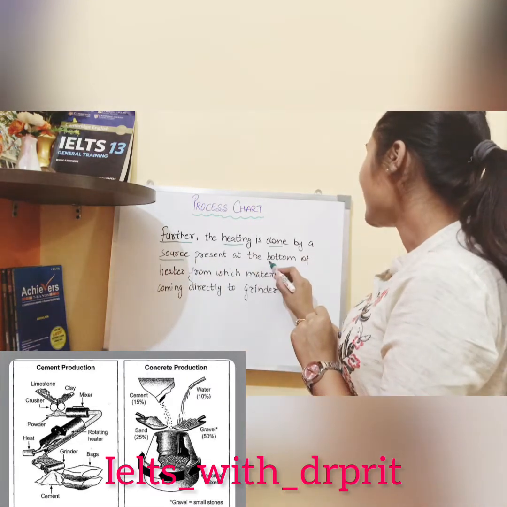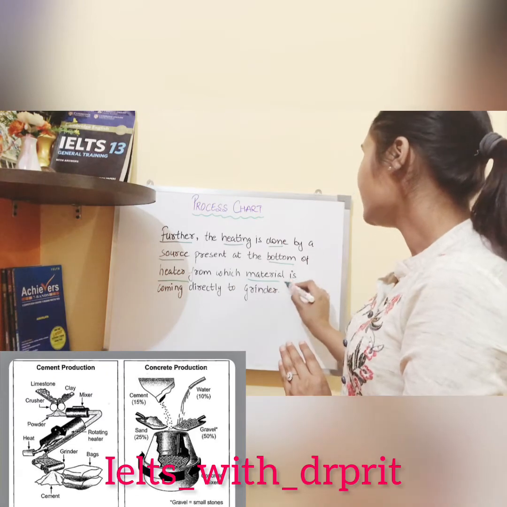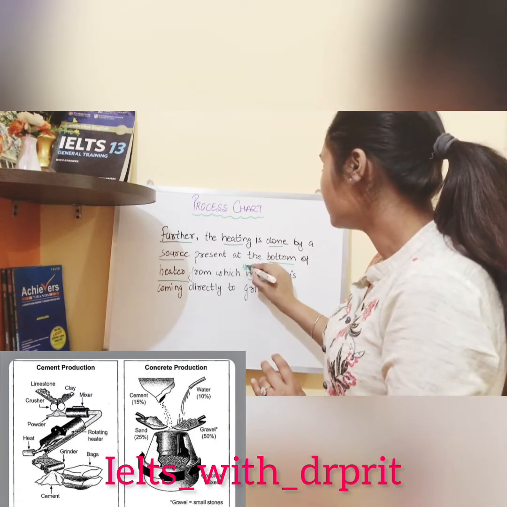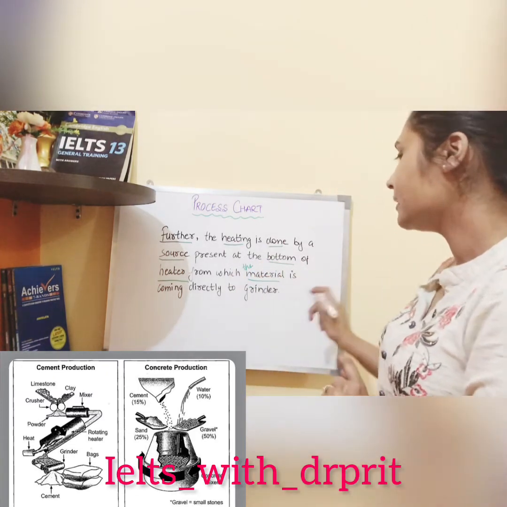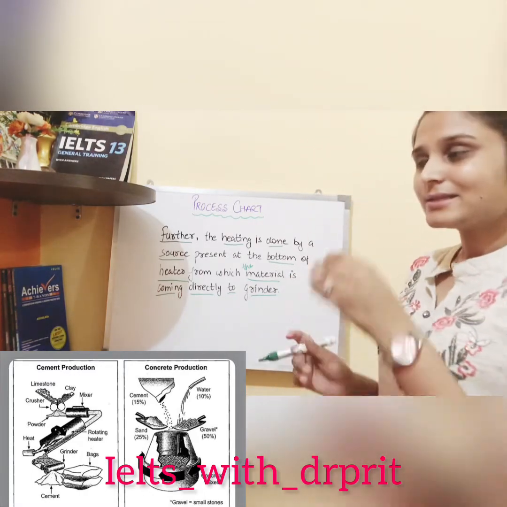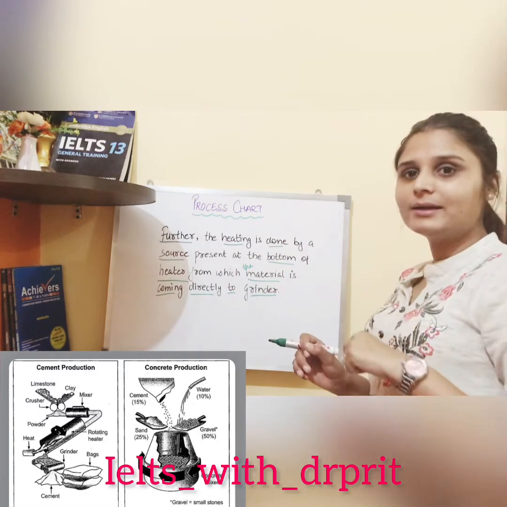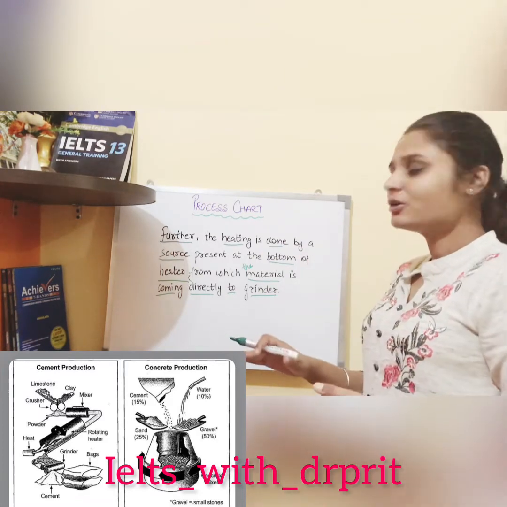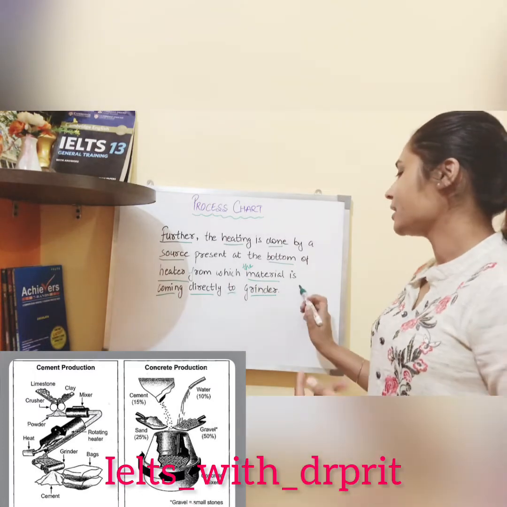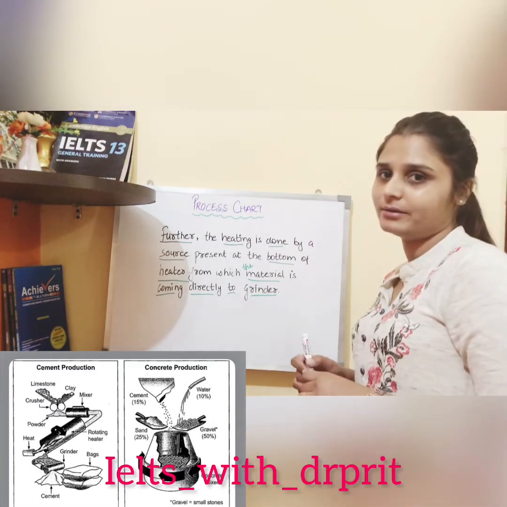Source present at the bottom of the heater, from which the material is coming directly to the grinder. You can see the material is coming out from that heater and it is coming on the shelf of the grinder. So you would say from which the material is coming directly to the grinder.